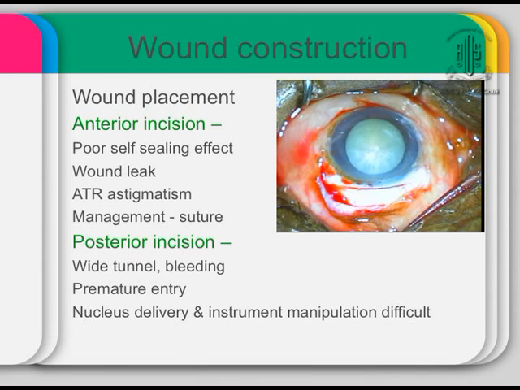Now if there is an anterior incision, there will be a poor self-sealing effect, wound leak, and against-the-rule astigmatism. So you have to manage this by suturing the tunnel. Either a horizontal suture or a radial suture can be applied. A posteriorly placed incision will have a wider tunnel, bleeding, and there will be premature entry. Nucleus delivery and instrument manipulation can be difficult if the incision is posteriorly placed.